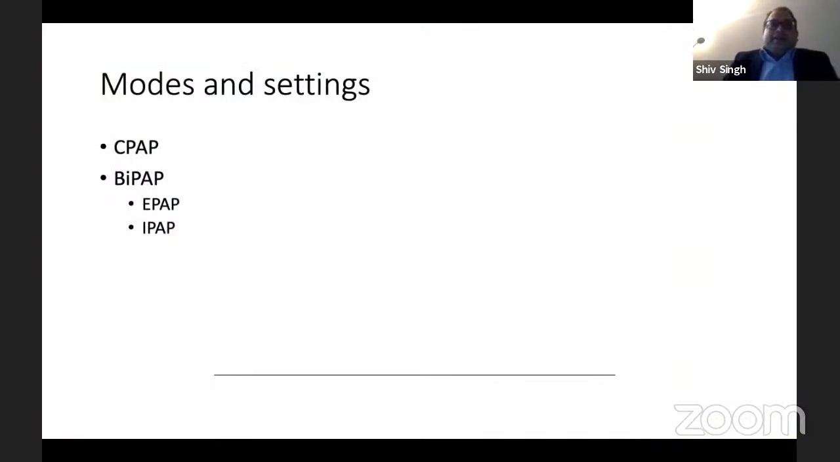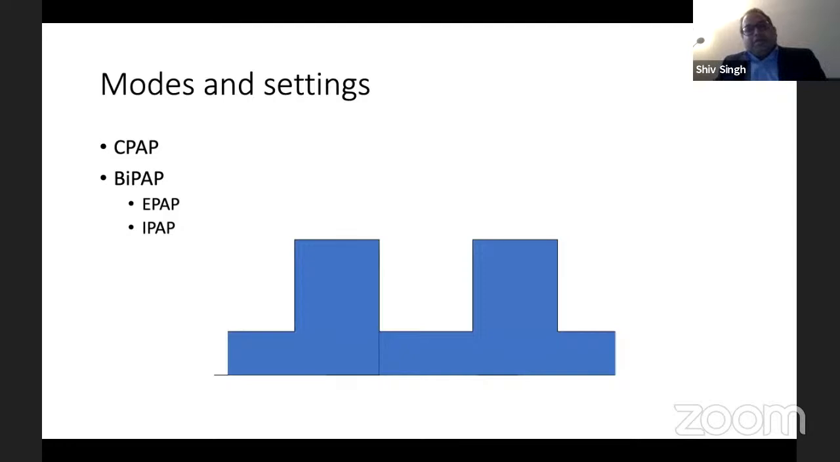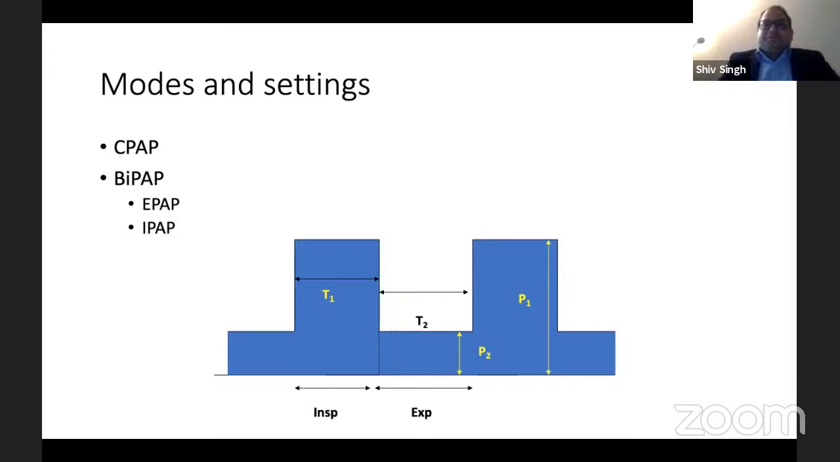The modes of setting, the patients can be on CPAP. CPAP is good for oxygenation, but if you want to get rid of carbon dioxide, then you might have to use BiPAP, in which you have an EPAP setting and IPAP setting. So that's like a BiPAP, so two levels. So you have a continuous positive airway pressure, and then intermittently the pressure is actually increased. So there's P1 and P2, and there are two times, T1 and T2.